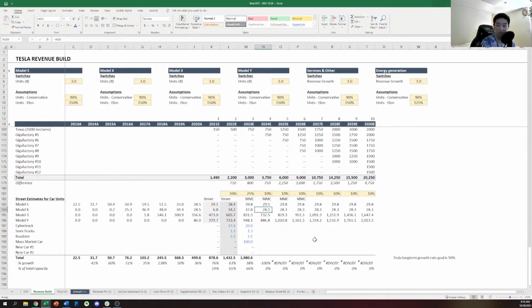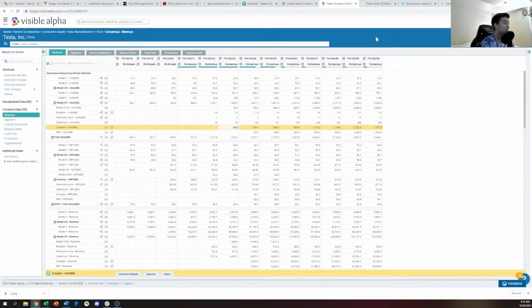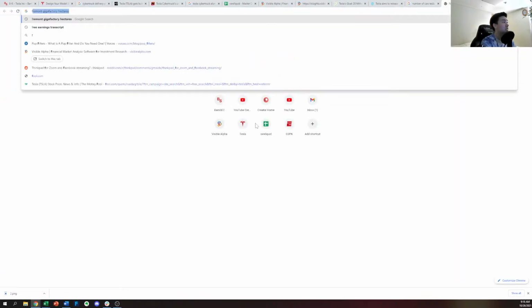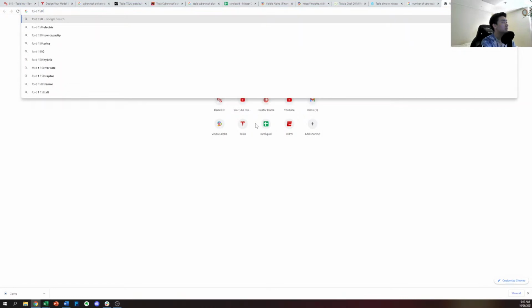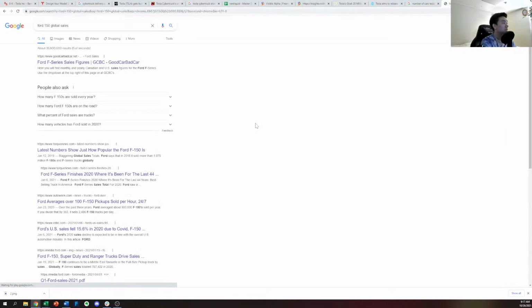Okay, so next up, let's look at 2024 numbers. For Cybertruck, Street is saying 136, and I think a really helpful thing to look at is the Ford F-150, the most popular pickup truck.